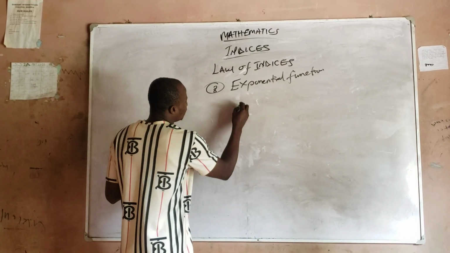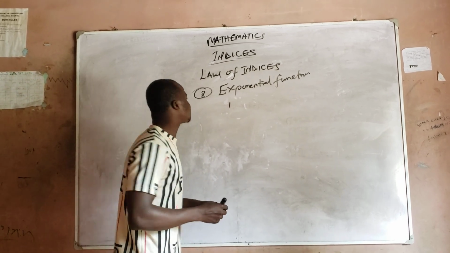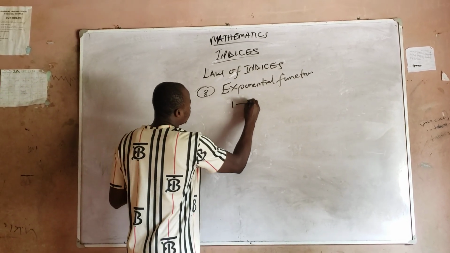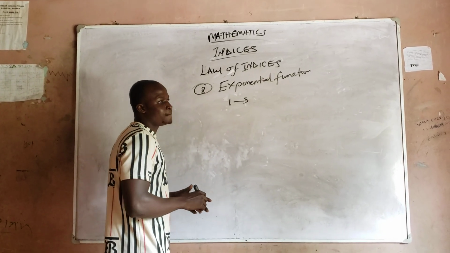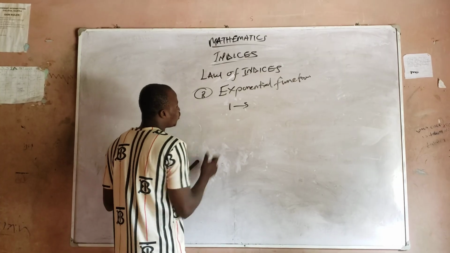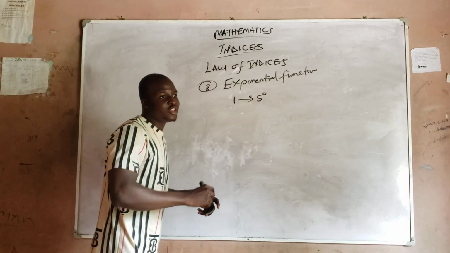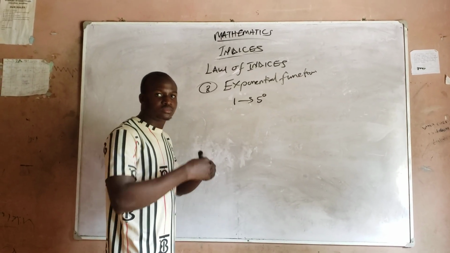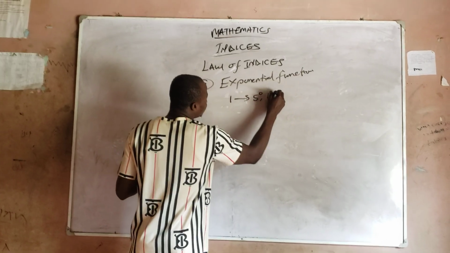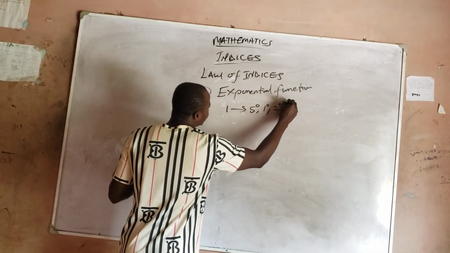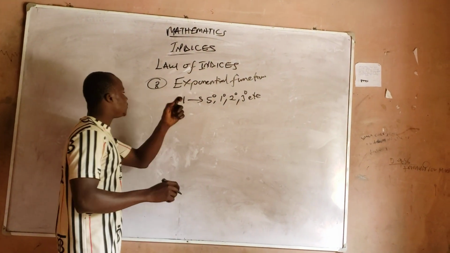Now let's start from 1, because we know that 1 is a perfect square, right? What is the index form of 1? We have 5 raised to the power of 0, because you know that any number raised to the power of 0 becomes 1. You can say 5 raised to the power of 0, even 1 raised to the power of 0, 2 raised to the power of 0, 3 raised to the power of 0. So any number raised to the power of 0 becomes 1.